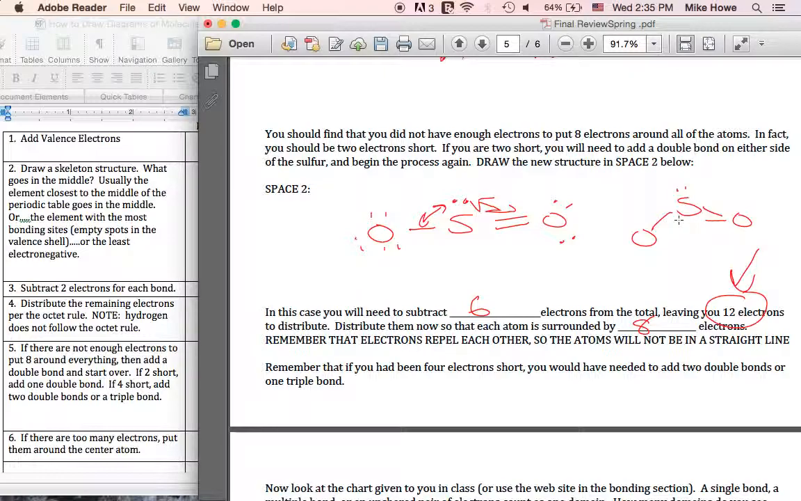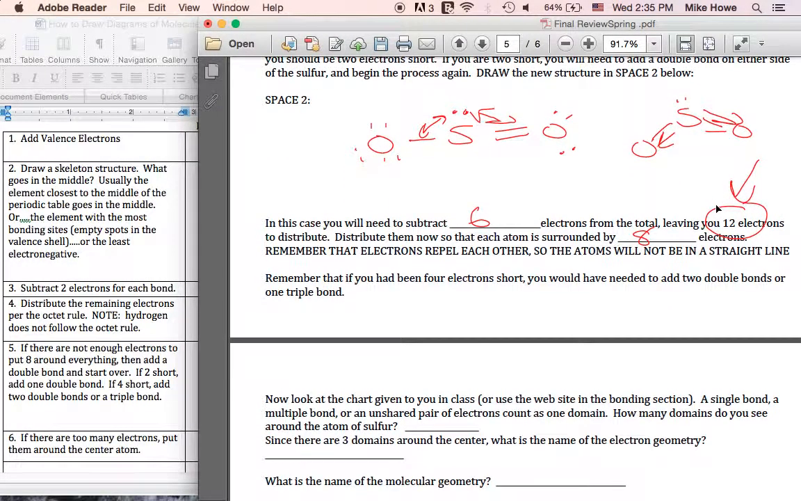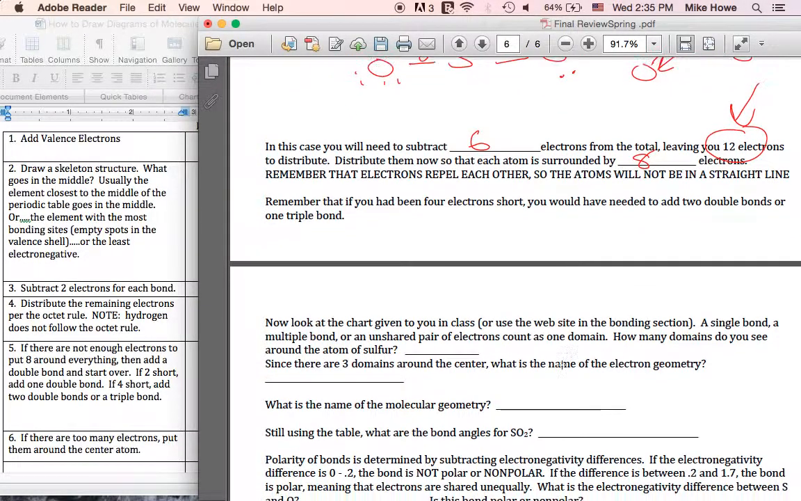These bonds are polar, and so the electrons are going to pull down toward the oxygens, which makes them negative, and then the sulfur is going to be positive, relatively speaking. And since these arrows don't cancel out, the molecule will be polar. All right, so we're going to go ahead and do this.